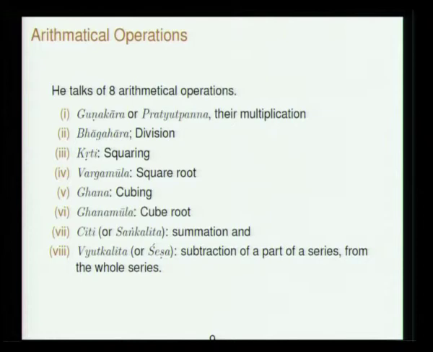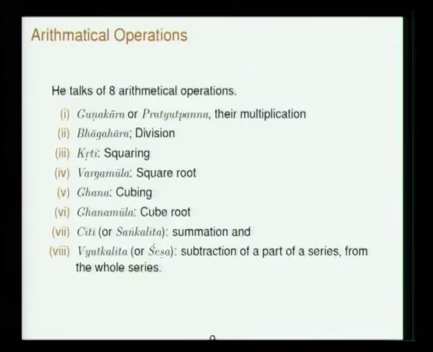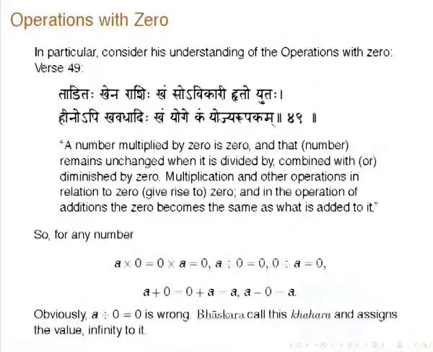So he talks of eight arithmetical operations: gunakara or pratyutpanna, as he calls it, bhagahara, kruti, vargamula, ghana, ghanamula, chiti or sankalita, summation, and vyutkalita or shesha, subtraction of a part of a series from the whole series. I will not be dealing with whatever has been done in too much detail, so do not get bored. Expect something slightly more, something newer.